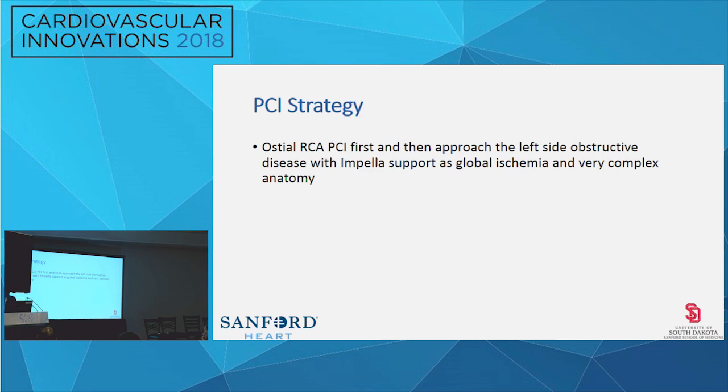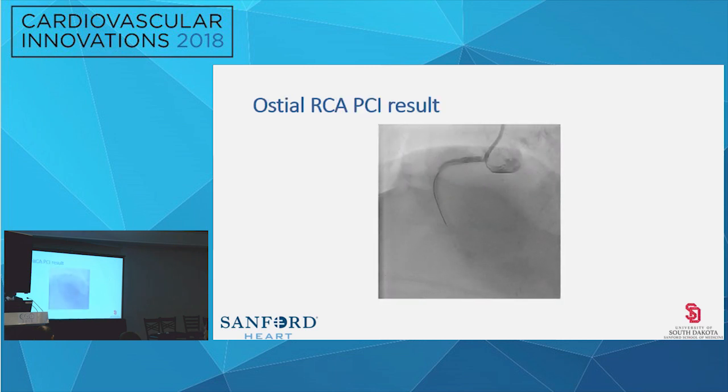Coming to the PCI strategy, we thought that we would fix the ostial RCA first and then approach the left-sided obstructive disease with Impella support, as the patient has global ischemia, very complex anatomy, advanced age, severely calcified coronaries, and stage 3 chronic kidney disease.